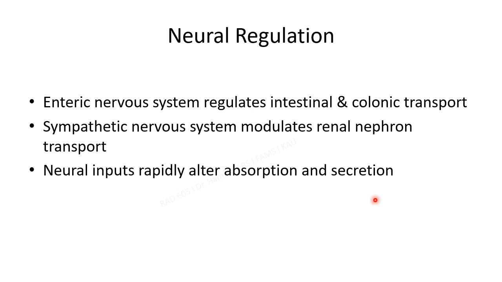For example, the enteric nervous system of the gastrointestinal tract regulates solute and water transport by epithelial cells that line the intestines and colon. Again, the sympathetic nervous system regulates transport by epithelial cells in the renal nephron.